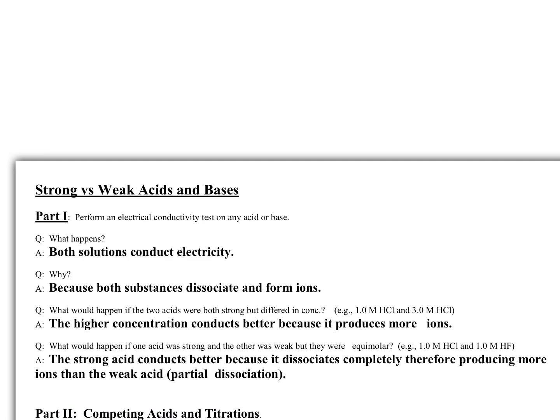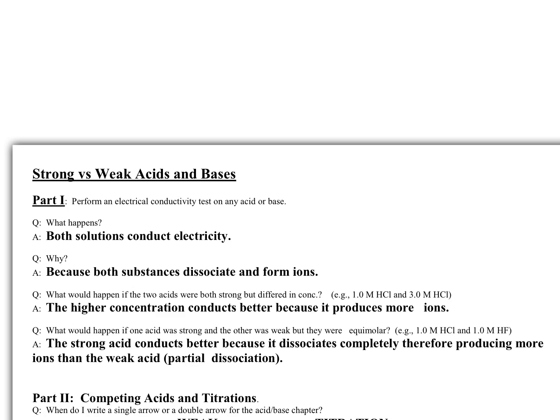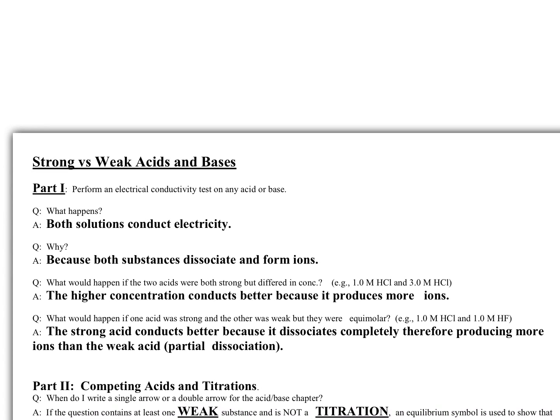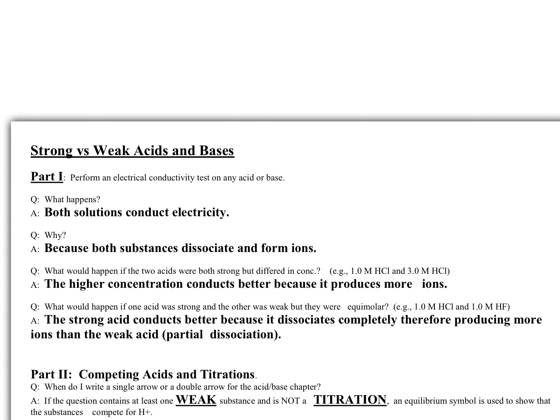I hope you understood those questions, and I hope you were able to answer those on your own. Next, for competing acids and titrations. When do I write a single arrow or a double arrow for the acid-base chapter? If the question is a weak substance, and it is not a titration, then we'll use the equilibrium symbol to show that the substances compete for the hydrogen ions. So we have a backward and forward reaction occurring.